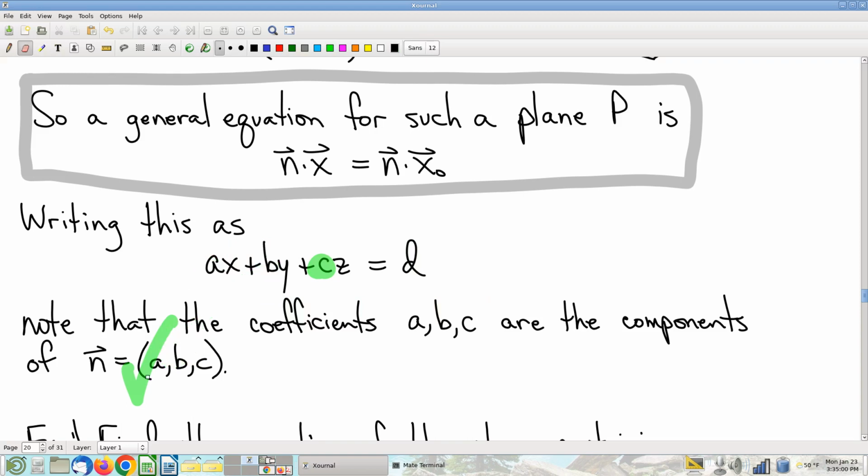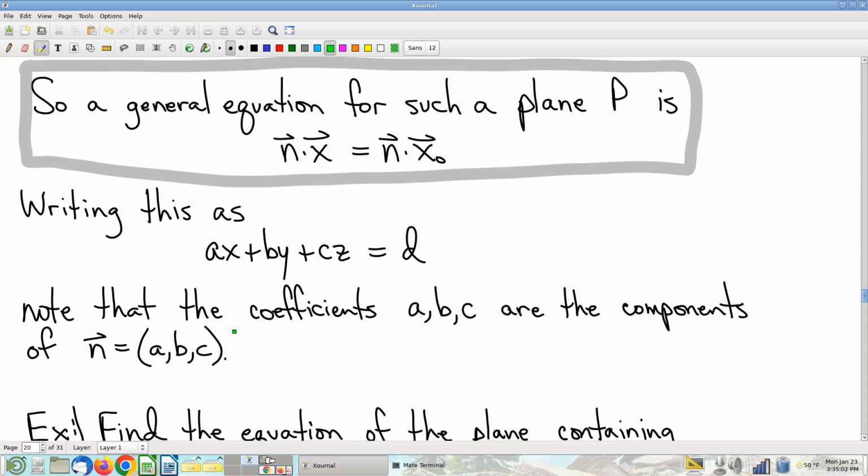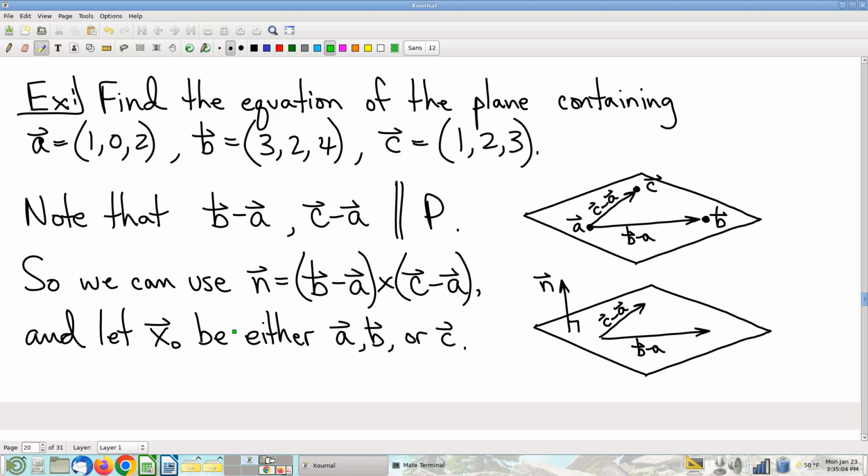All right, so let's see an example of how to use these ideas. Suppose I have a plane that's given as containing these 3 points, A, B, and C. There we go, 3 points. As long as they're not along a single line, any three non-collinear points would define a plane, right? So let's ask, how would I find the equation of that plane?